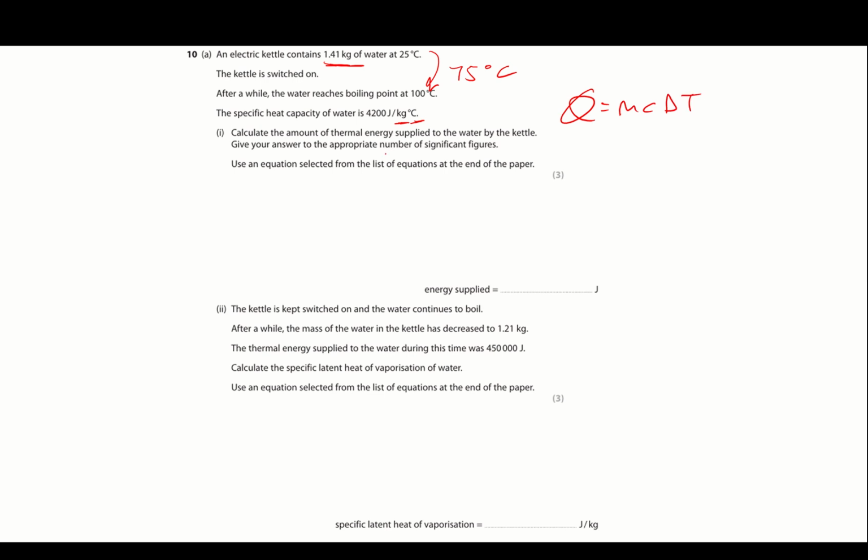The tricky bit is it wants us to go to an appropriate number of significant figures. So we'll go to 2 significant figures, but we'll look at the size of the number first. If it's a little number, we'll increase the significant figures. If it's a big number, we'll go to 2. So 1.41 times 4,200 times 75 equals 444,150. We're not going to worry about that little bit there. Equals 440,000 joules. Okay, next one.